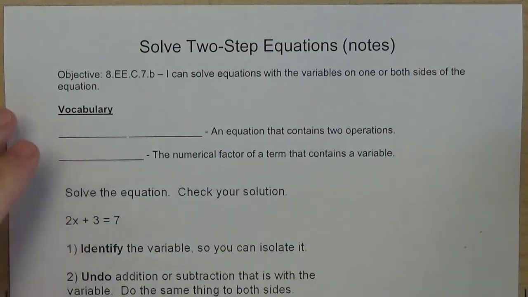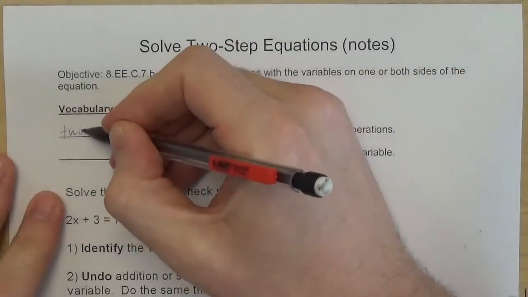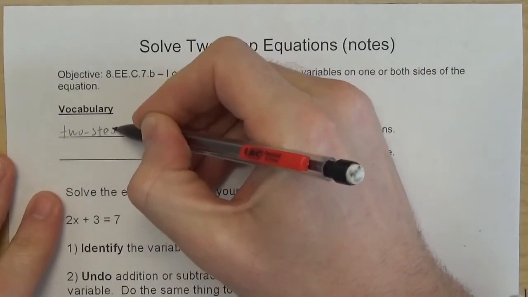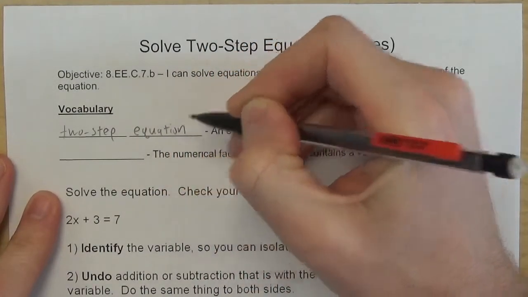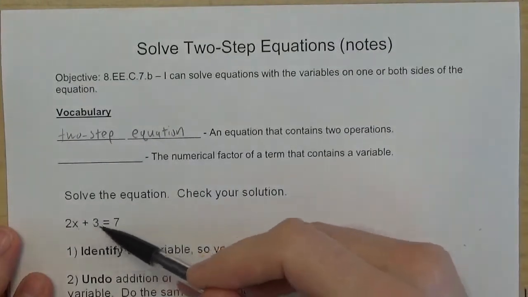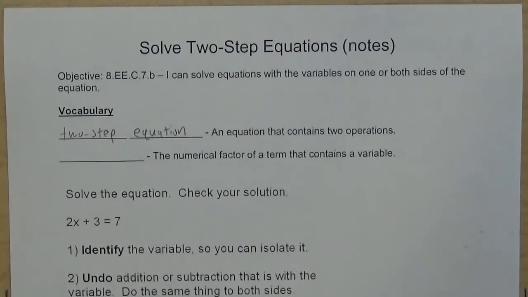We've got a couple of vocabulary terms here. An equation that contains two operations is called a two-step equation. An example of a two-step equation right here is our example problem. It's going to take 2 steps to solve that equation because there's 2 operations to undo. So we'll be looking at two-step equations today.